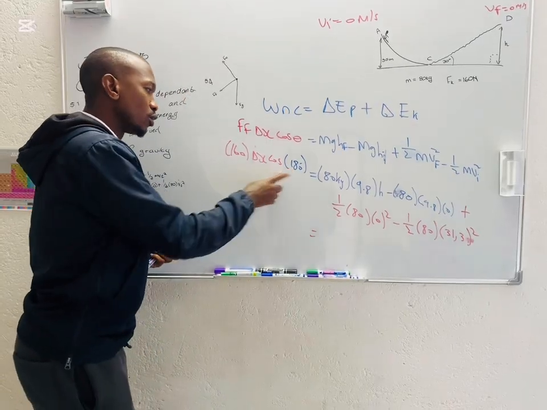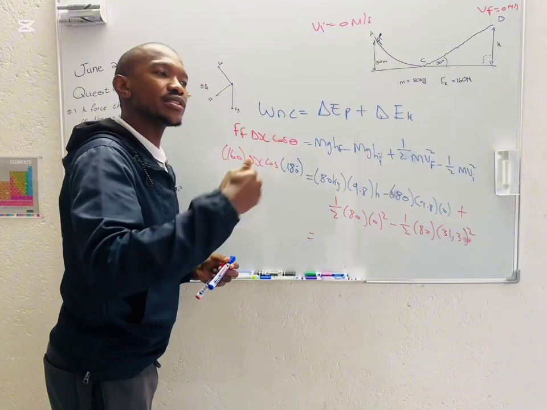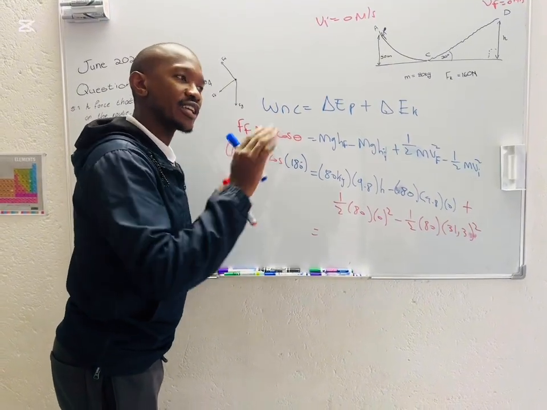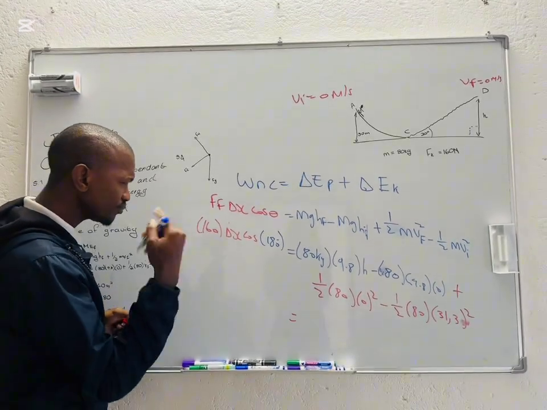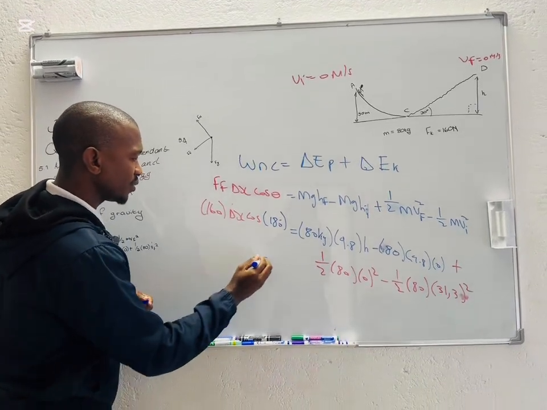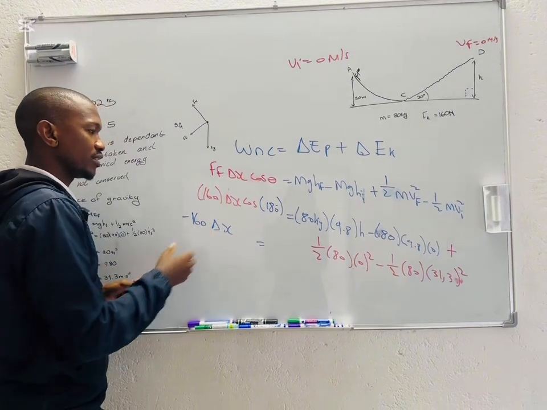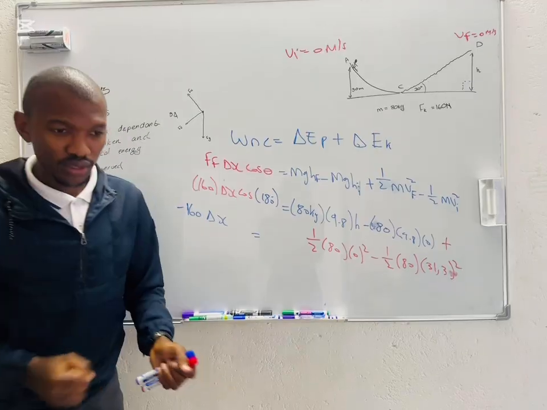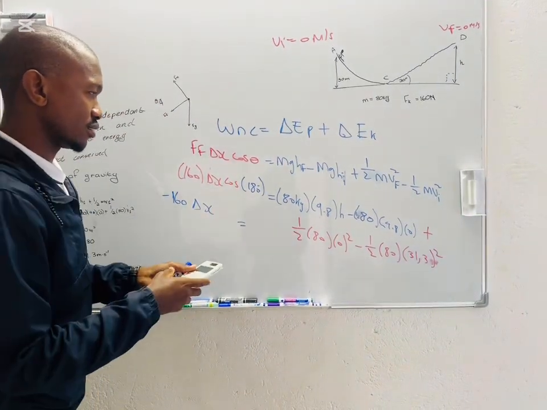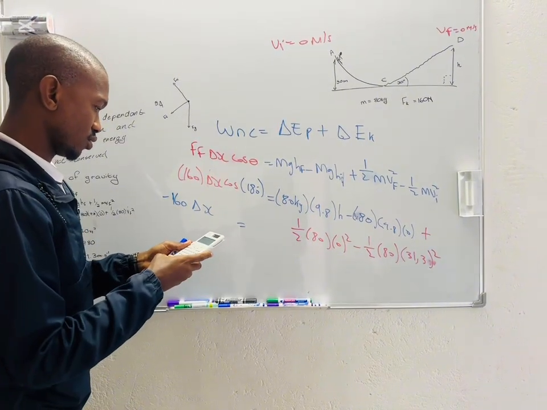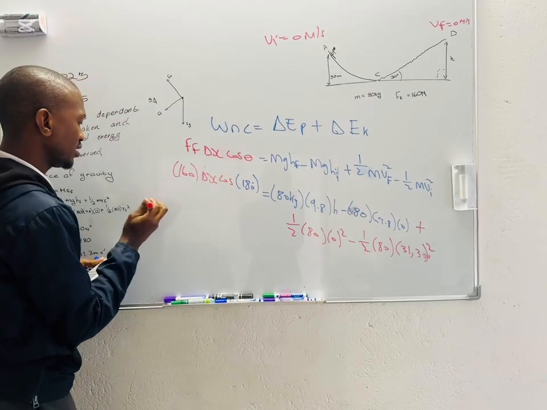And you know, cos of 180 is negative 1. That's why we end up having a negative work done. A positive work done is done by the force that is acting parallel, which is 0 degrees. So I'm going to end up having the answer as negative 160 change in x. And then this one I can quickly work out. That one is 0. 80 times 9.8, we have 784. So I'm just going to write it nicely.